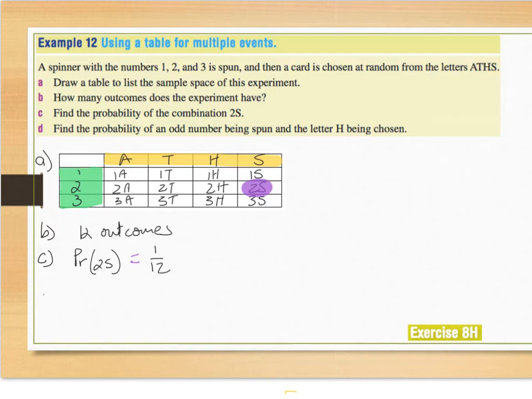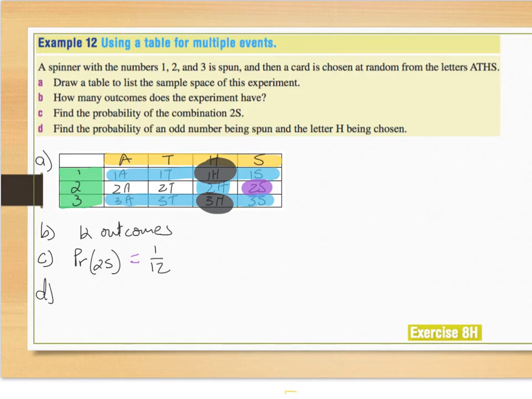Next, they ask us to find the probability of an odd number being spun and the letter H being chosen. Now to get that, all the odd numbers, so if I say this is all the odd numbers, 1 and 3, and H, which means "and" this. Where they overlap, that is where it's 1 and H, so we will be looking at this value and this value. So you see there's 2 possible ways.